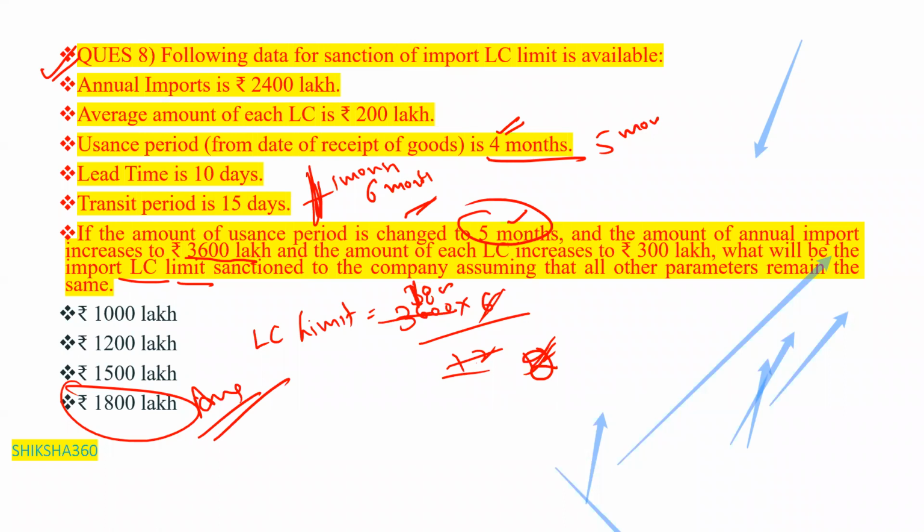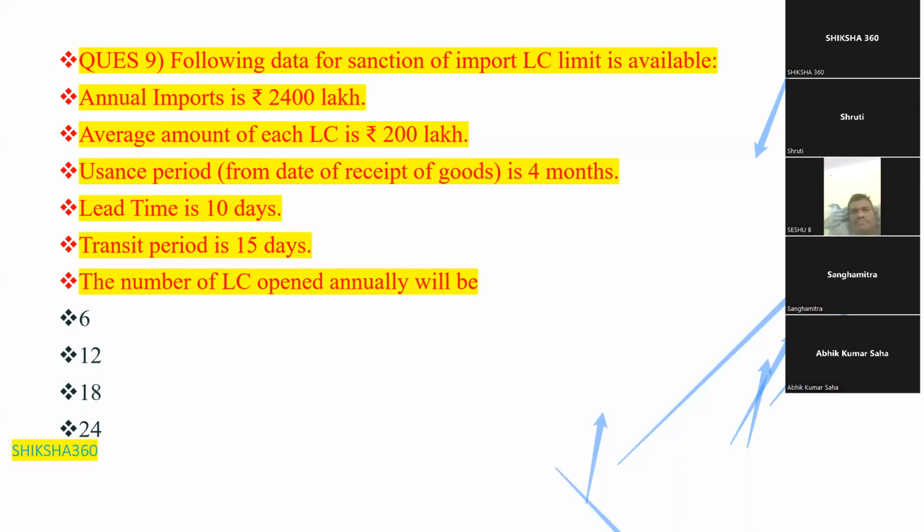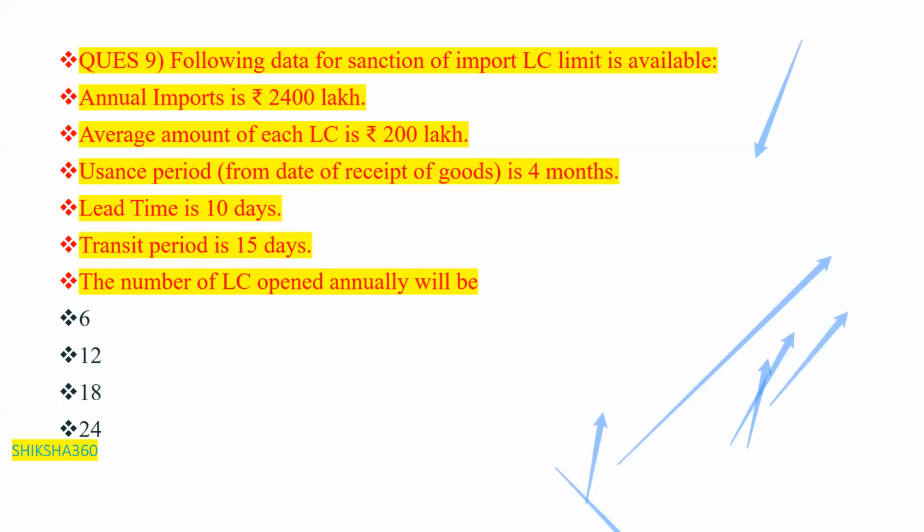Now move to the last question of this case study based discussion. Here we have to calculate the number of LC opened annually. What is the number of LC opened annually? How can we calculate the number of LC? Please tell fast, how can we calculate the number of LC opened annually?